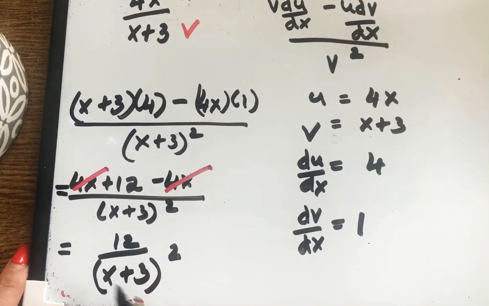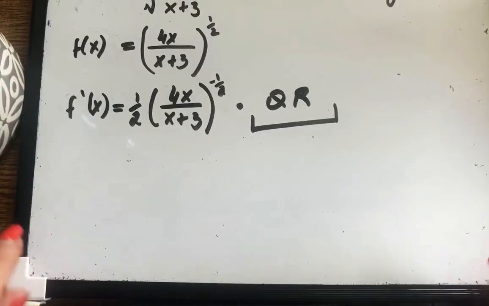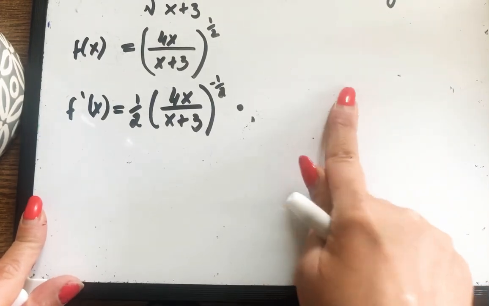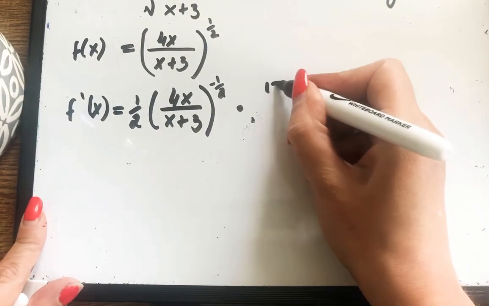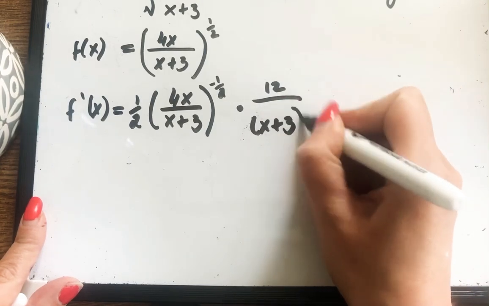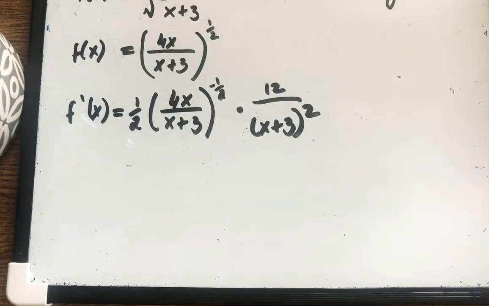So this here now we're going to put back into our original question up here. Let's rub out the QR, which represented our quotient rule, and let's put in what we have now found. So we have 12 all over x plus 3, all squared. That there is our answer if we don't simplify it down.